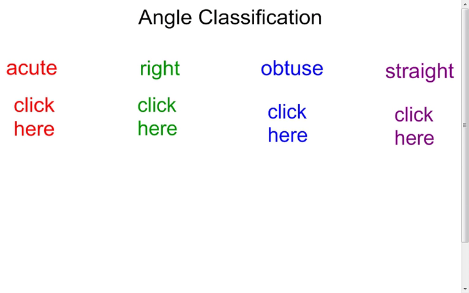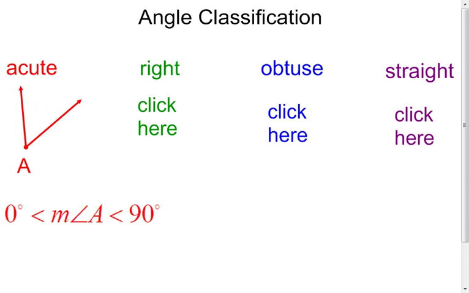Now the ways to classify angles, we have 4 different ways: acute, right, obtuse, and straight. So our acute angle, think of it as a small one, and it's going to be somewhere between 0 degrees and 90 degrees. Now the measure of the angle cannot be 0, and it cannot be 90. It has to be somewhere in between the two.